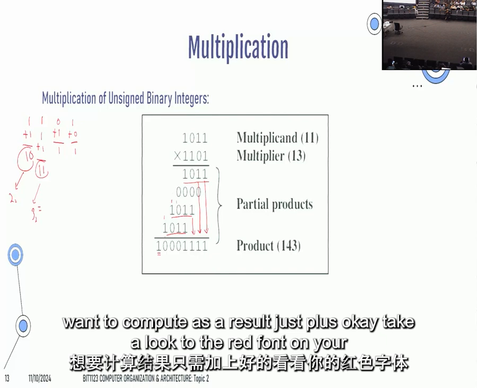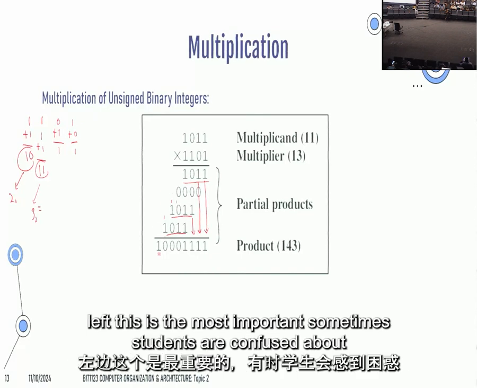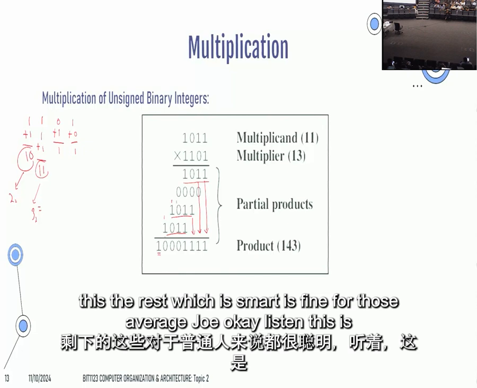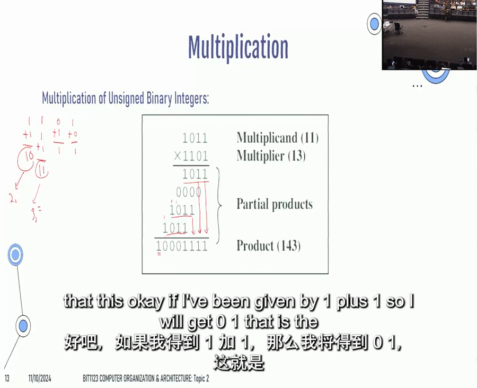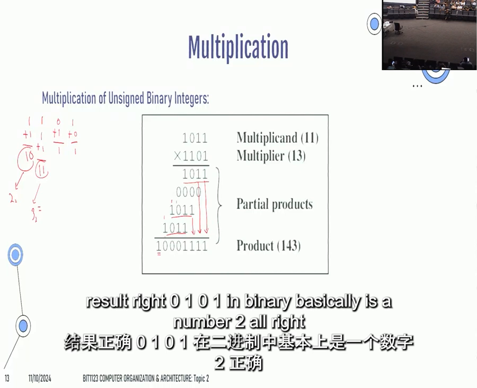Take a look at the red font on your left. This is the most important. Sometimes the students are confused about this. The rest is fine for the average student. Okay, listen. If given 1 plus 1, I will get 0, 1. That is the result, right? 0, 1, in binary, basically is the number 2. All right? Correct?